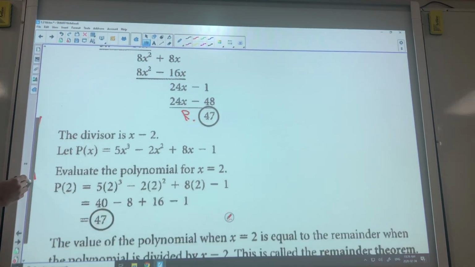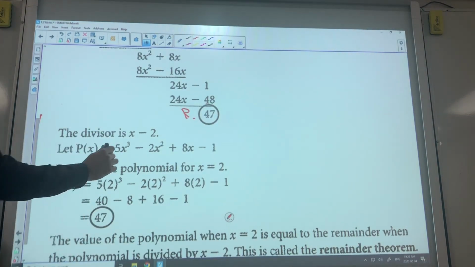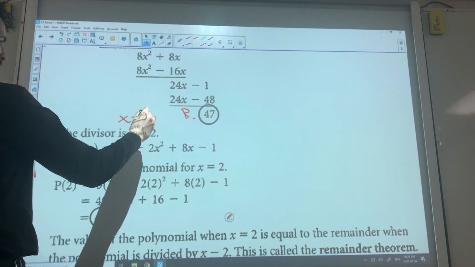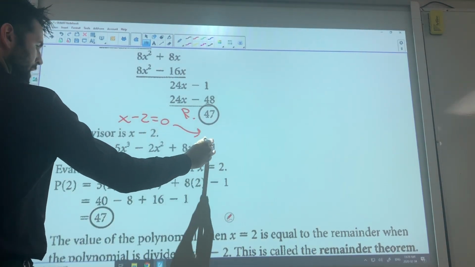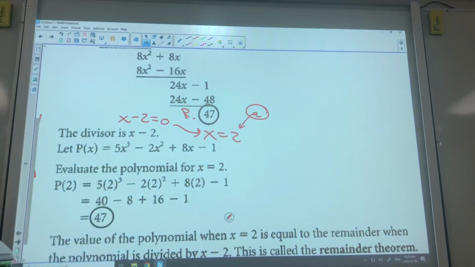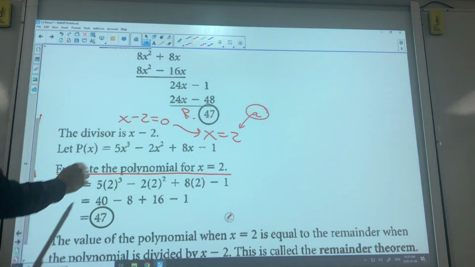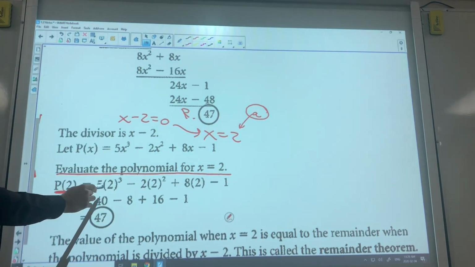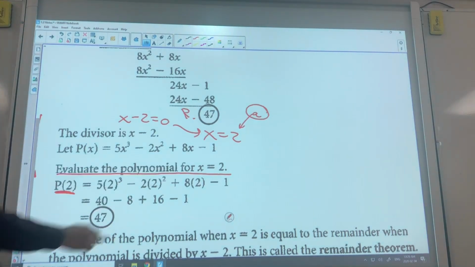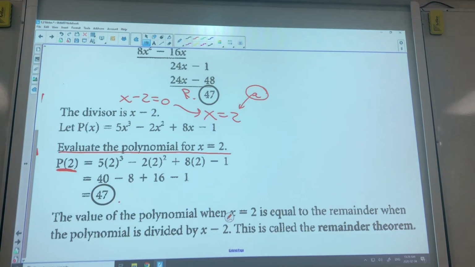It just so happens that if you take the divisor x minus 2, okay, and you solve it for a, so you go x minus 2 equals 0, and then you get x equals 2, and that's your a value. If you go and evaluate the original polynomial when x is 2, or in other words, plugging in your a value, so you pop it in, evaluate it out, you get 47.